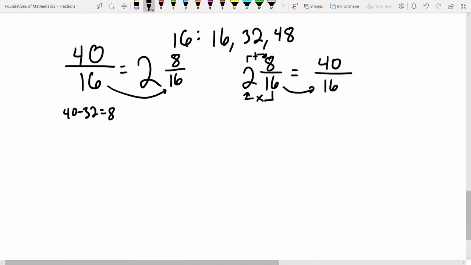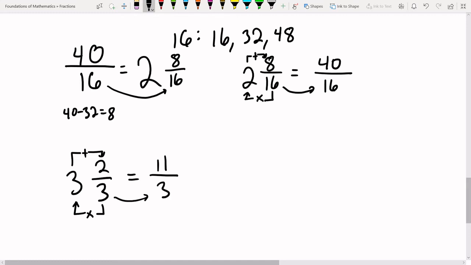Let's look at one more. Let's look at 3 and 2/3. So what is this as an improper fraction? Well, first, 3 times 3 is 9, plus 2 is 11. Then we, of course, just bring over the 3. That gives us the 3 on the bottom. So we get 11/3. Now, let's make sure we get the same mixed number if we go backwards.